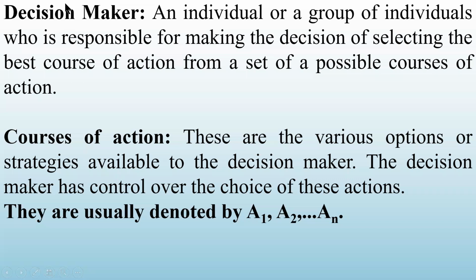Now, you already know these things. Decision maker is a person who is responsible for taking the decision. A decision maker can be an individual person or a group of people. Courses of action are the various actions or options available to the decision maker, out of which one is selected as the best decision. They are denoted by A1, A2, A3, An, etc.